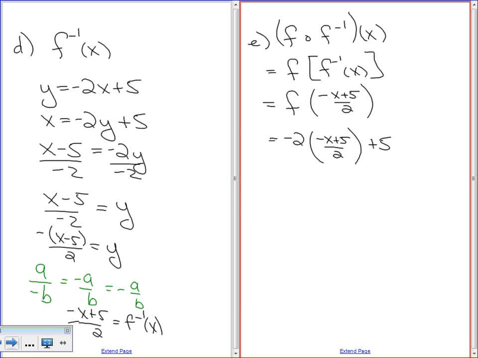Okay. So now it's time to simplify. 2 goes into 2 one time. Then I distribute that negative 1 through. Negative 1 times negative x is positive x. Negative 1 times positive 5 is negative 5. Plus 5, which works out to be 0, and I end up with x. Make sense? Okay.